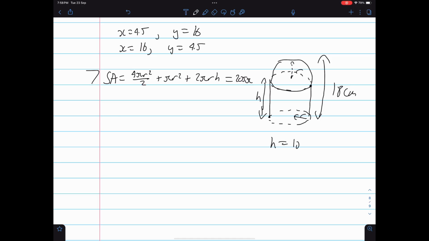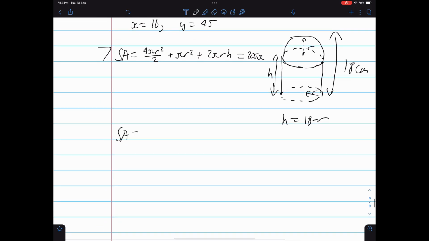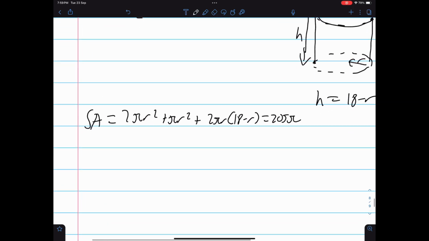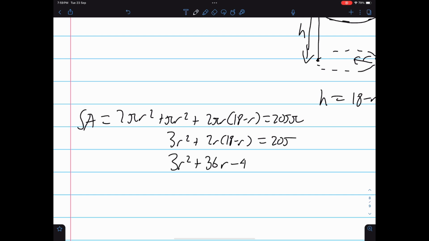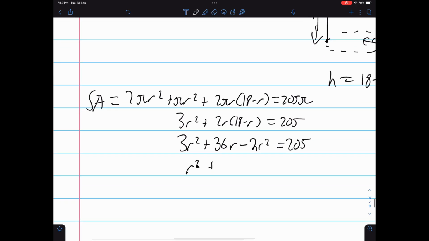Now, from this point up here is also just going to be the radius. So h is also 18 minus r. So we can rewrite the surface area as being, well, if we simplify it a bit more, and now we'll just get rid of all the pi's. 3r squared plus 36r minus 2r squared equals 205. R squared plus 36r minus 205 equals 0.